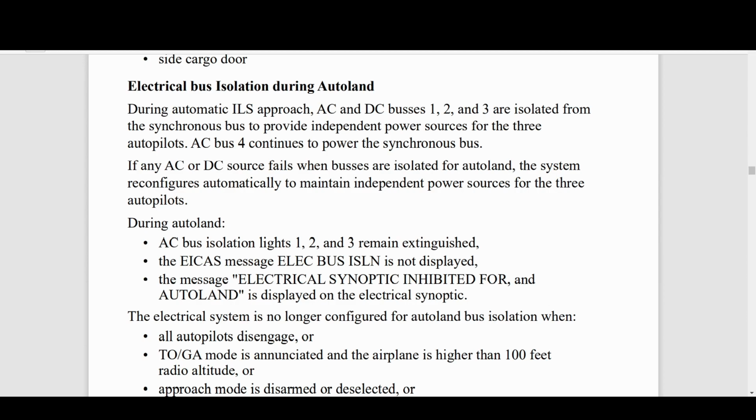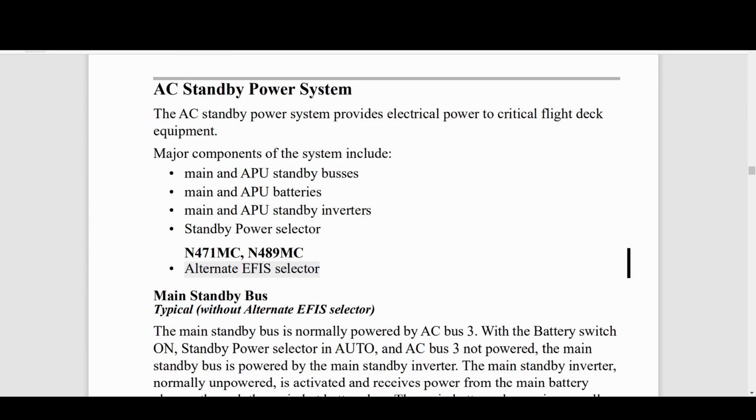If any AC or DC source fails when buses are isolated for Autoland, the system reconfigures automatically to maintain independent power sources for the 3 autopilots. What are some of the major components of the AC standby power system? Main and APU standby buses, main and APU batteries, main and APU standby inverters, standby power selector.